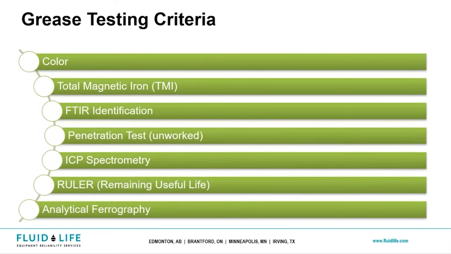So it's a little bit harder to gauge the importance of. We also have FTIR identification, penetration test, unworked method, ICP spectrometry, RULER, which is remaining useful life test, and then, as I touched on briefly, analytical ferrography. So as we proceed here, guys, I'm going to go ahead and just dive into what these tests are and what they kind of encompass and things to look for as well.